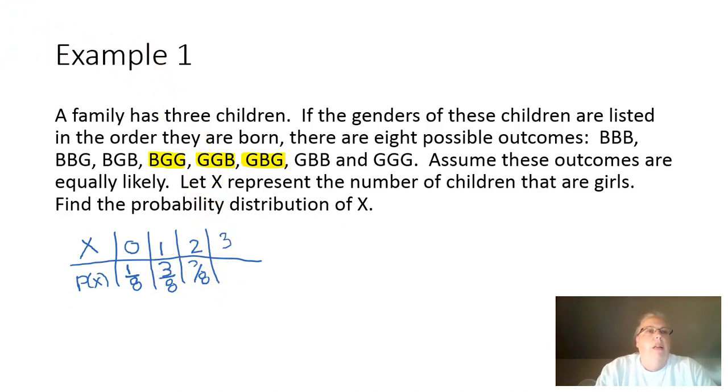And then our last one, the probability of having all 3 girls, well, if we look back up here, it looks like the only opportunity to have 3 girls is right here, and there's only 1 of those, so the probability of having 3 girls is going to be 1 out of 8. And so there is our probability distribution for X.